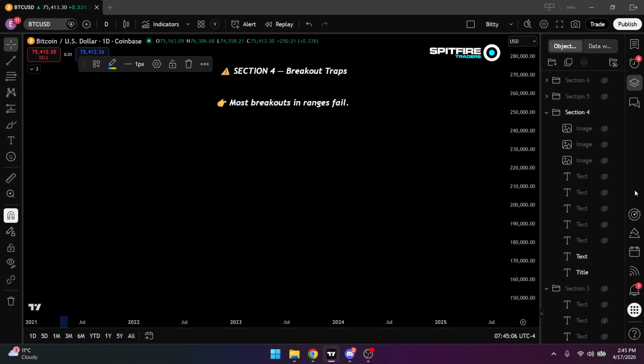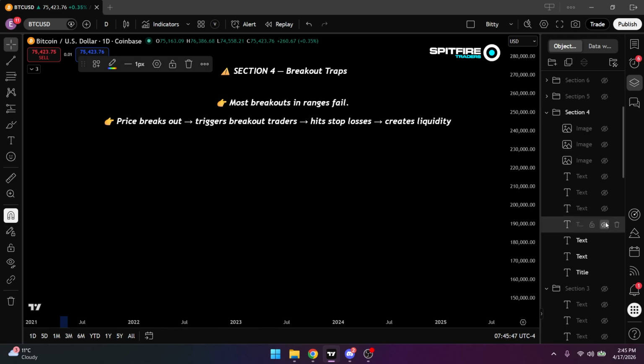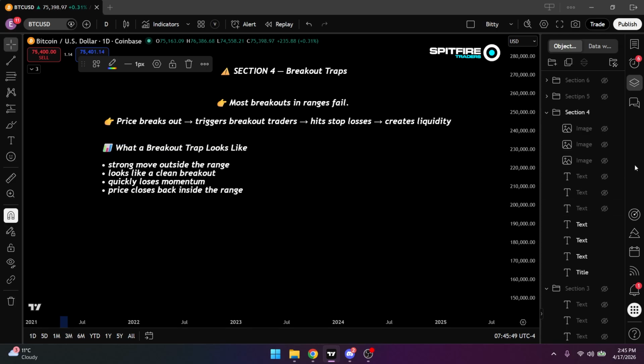And where is liquidity? Above range highs and below range lows. So what happens is price breaks out, triggers breakout traders, hits stop losses, and creates liquidity. Then, once that liquidity is taken, price often reverses back into the range. How a breakout trap usually looks like.